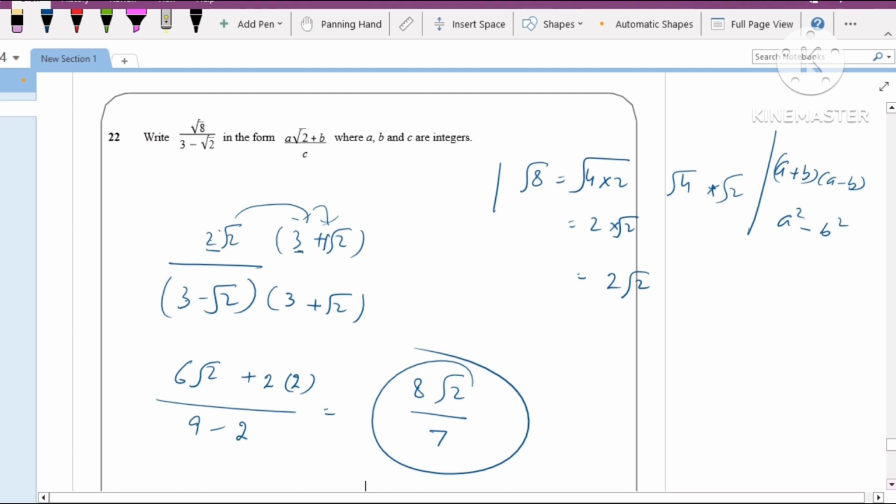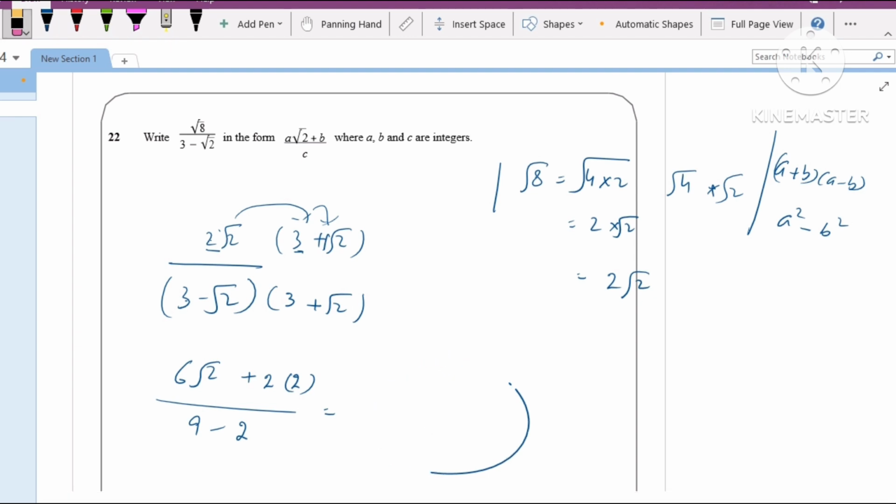Or you can leave this question. Sorry, there is a mistake. Very sorry. Because this is not a square root, we can't merge these two. So it becomes 6 square root 2 plus 2 2s are 4, and divided by 7. That's it.